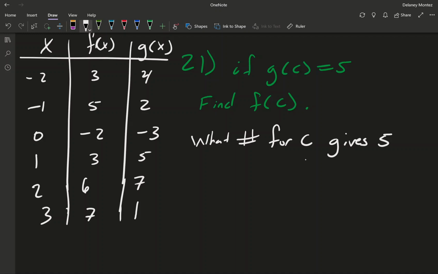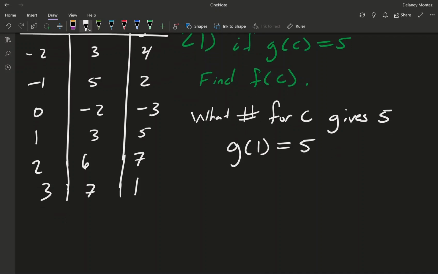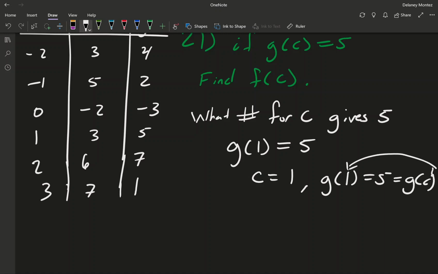So let's look over here. We have 4, 2, negative 3, 5. Here's 5, right? So what number do I need to plug into g to get 5? Well, I can plug in 1. So g of 1 equals 5. So then c must be 1, because g of 1 equals 5 equals g of c. So 1 and c are the same.